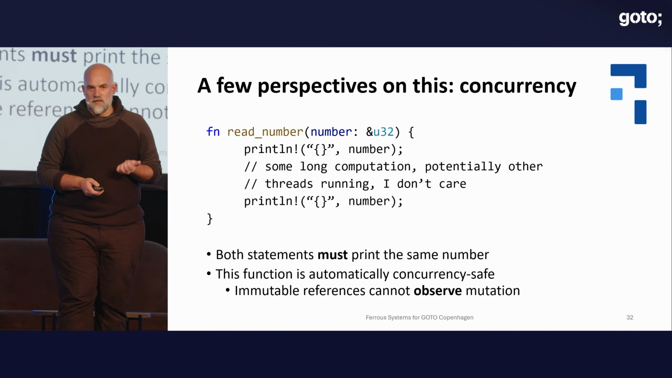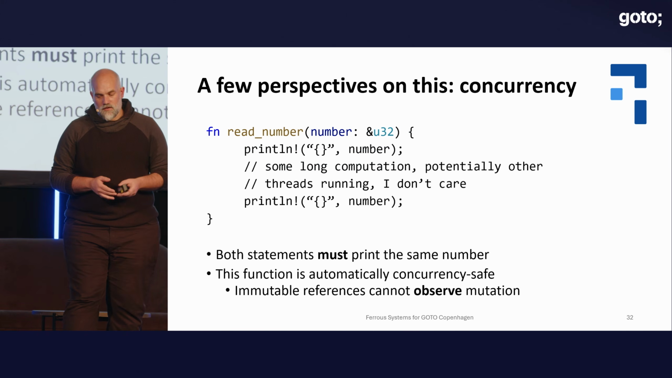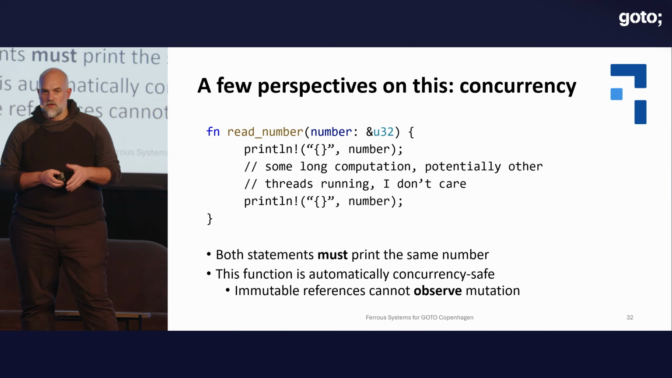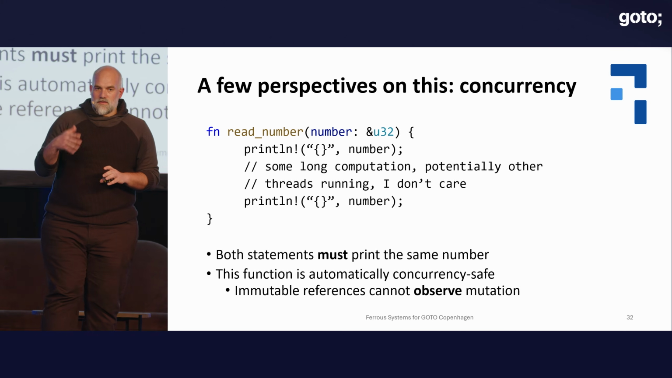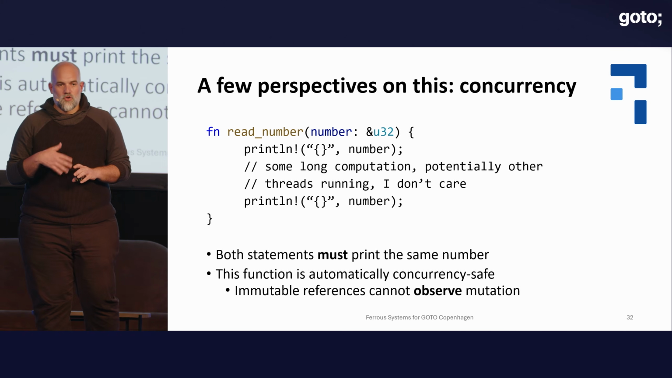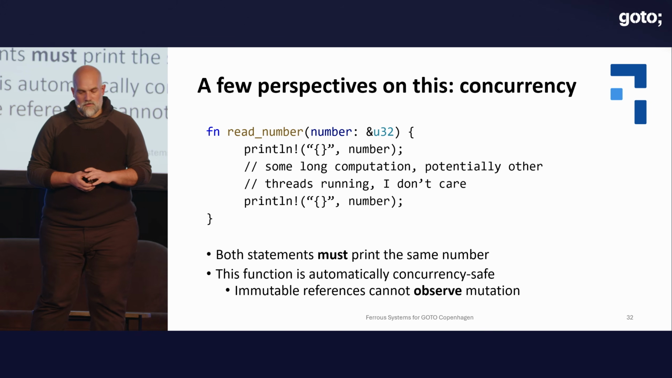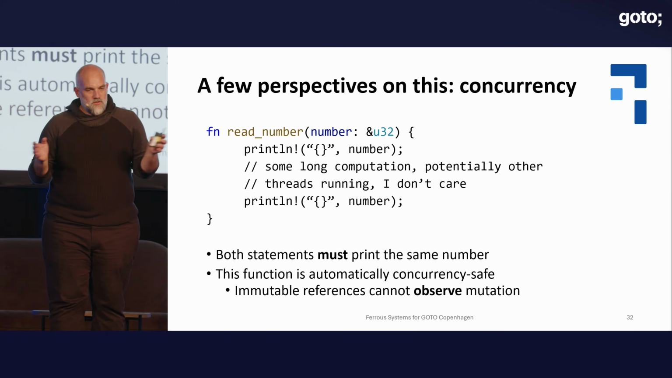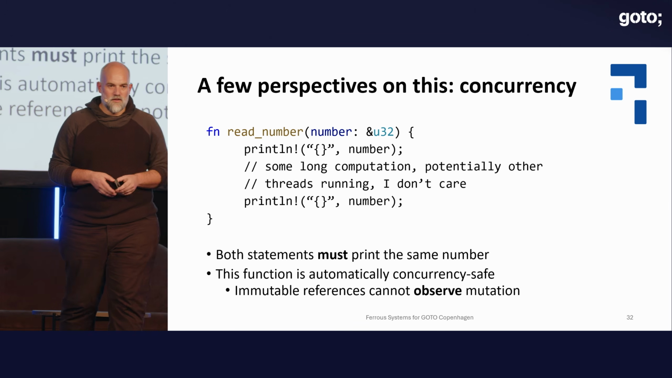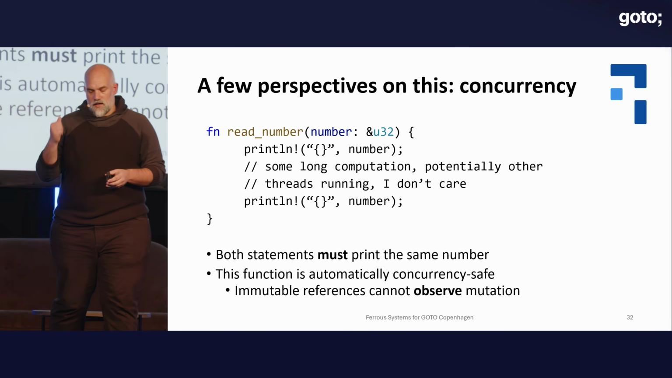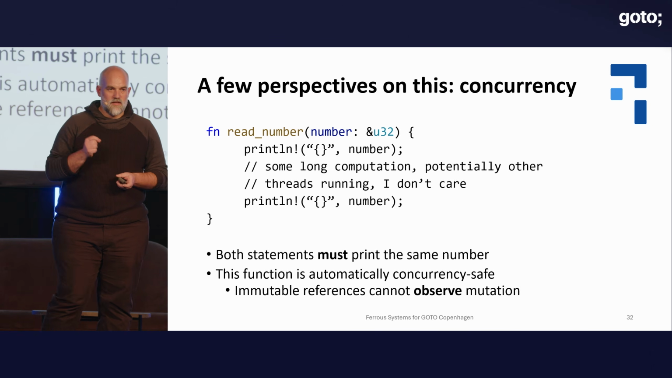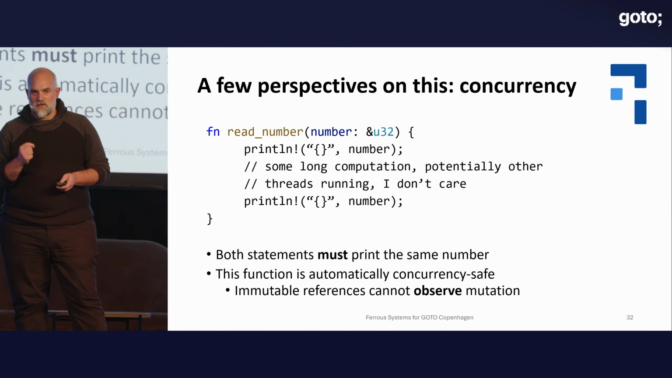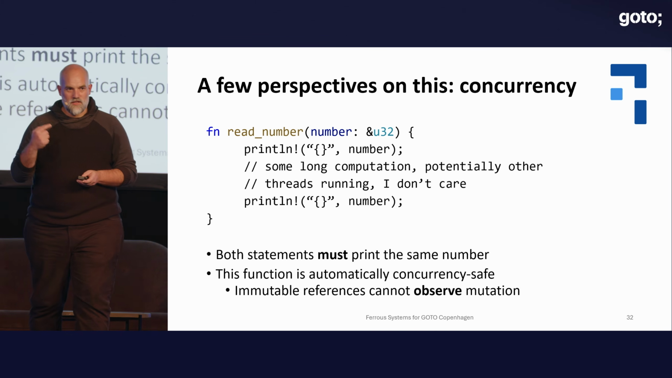Similarly, I've already hinted at that. That also means when we take the other perspective on concurrency, if I have an immutable reference, as long as that reference exists, I can be sure that there's nothing happening behind that reference. So for example, I can just print out this number that I've been handed, then do an incredibly long computation, and then print out that number again, and I can be sure it is exactly the same, because that's the guarantee of this that I mentioned.